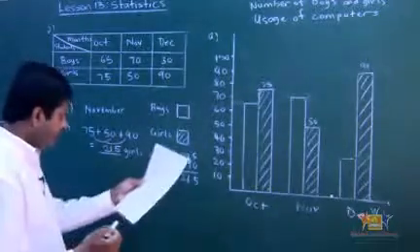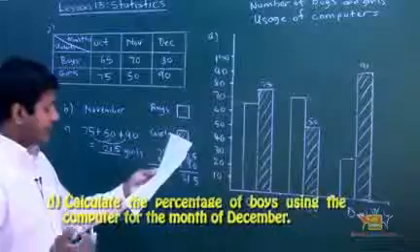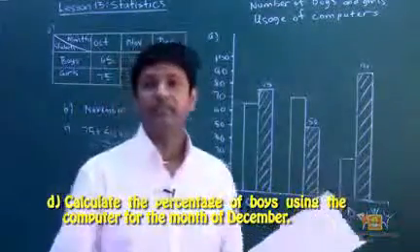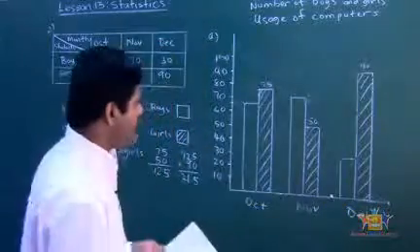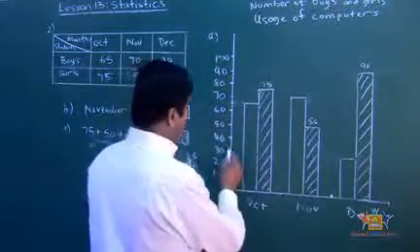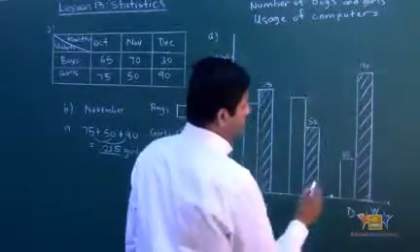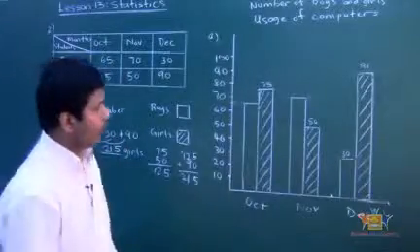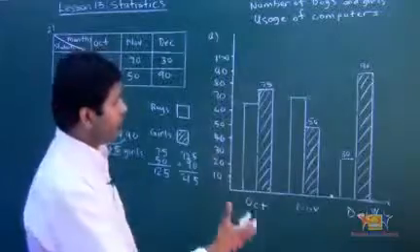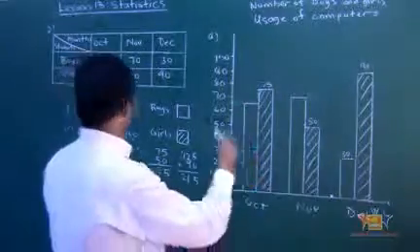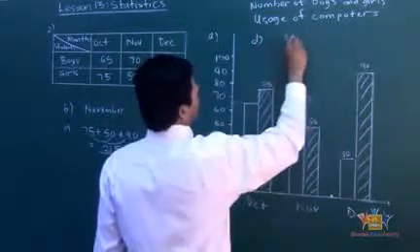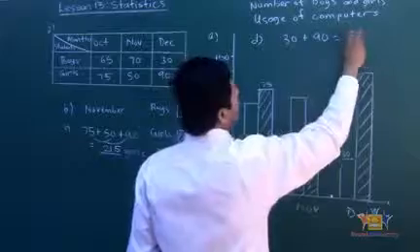And then D: calculate the percentage of boys using the computer for the month of December. The percentage, comparing to the girls. For the month of December, the boys' usage is 30. We want to find the percentage for December. What is the total usage, boys and girls? 30 plus 90. Let's do D right there. First you take the total, which is 30 plus 90, gives you 120.